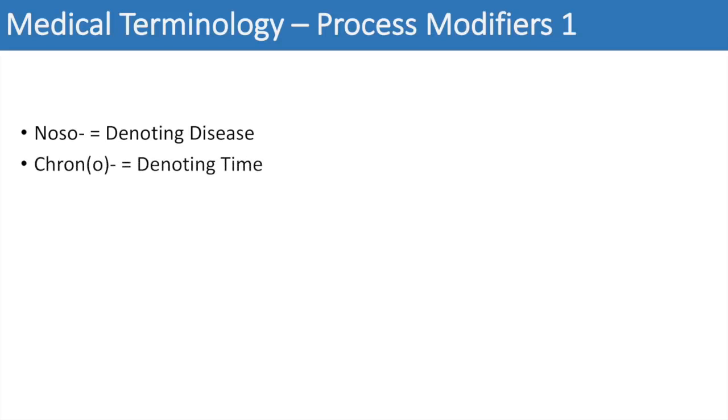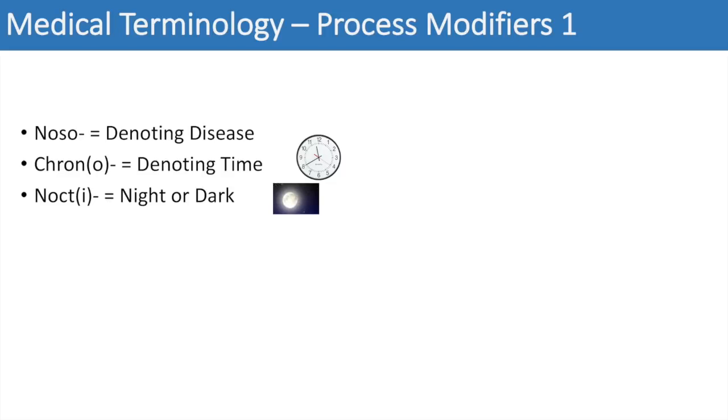The next one is chrono, which just denotes time. So this is a pretty easy one. We know we can think of chronic. So that's very easy to remember this one. The next one is noct or nocti, which means night or dark. And again, as I mentioned before, you can think of nocturia, you're peeing at night, or nocturnal.